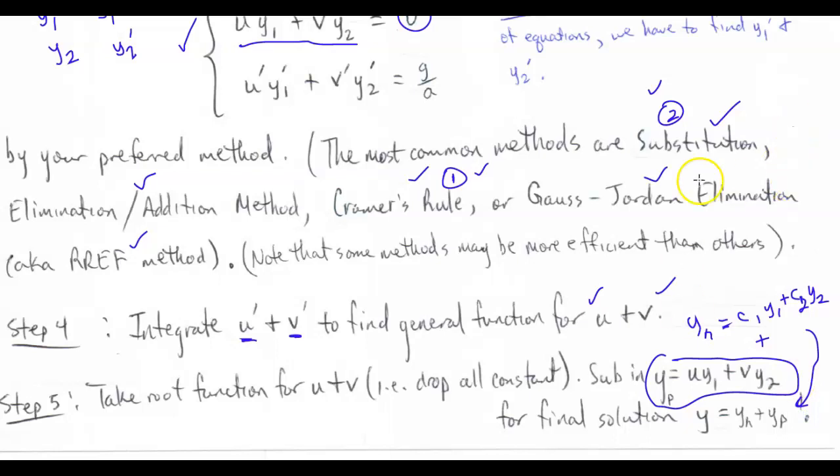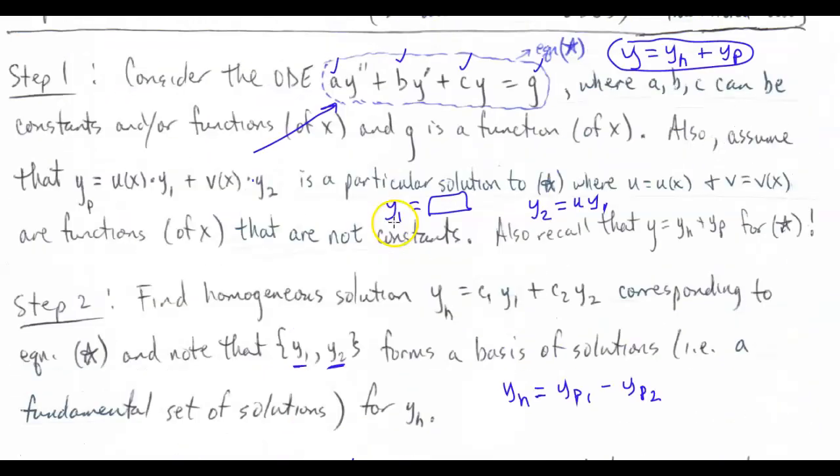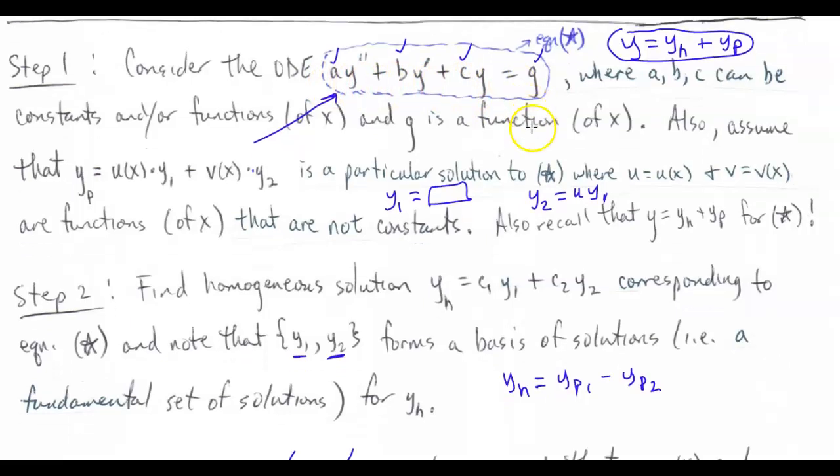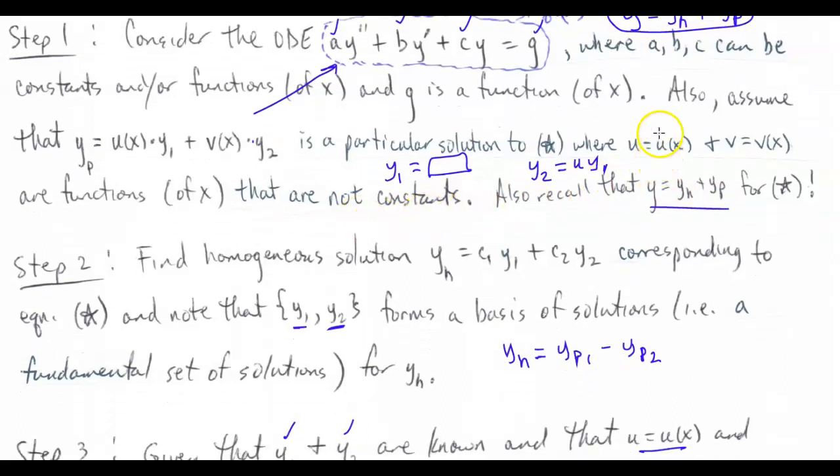Okay, so again, just to recap, our step one, we just recognize that we have a non-homogeneous ordinary differential equation. From there, we make sure that we understand that the form of our particular solution is going to be u times y1 plus v times y2. We understand that our total solution is going to be of the form homogeneous solution plus particular solution. And we note that u and v are going to be functions of x.